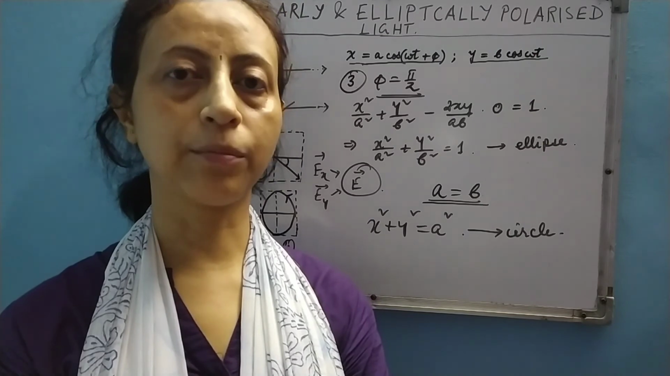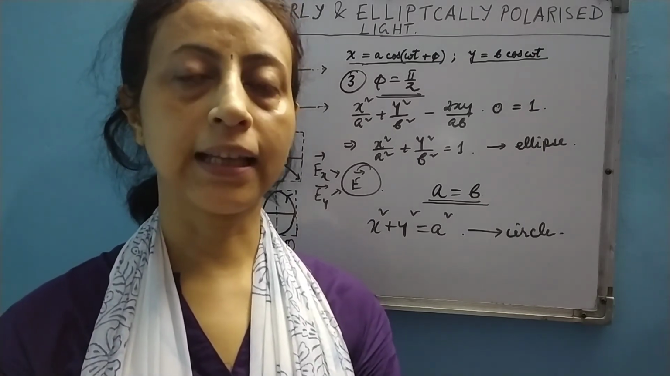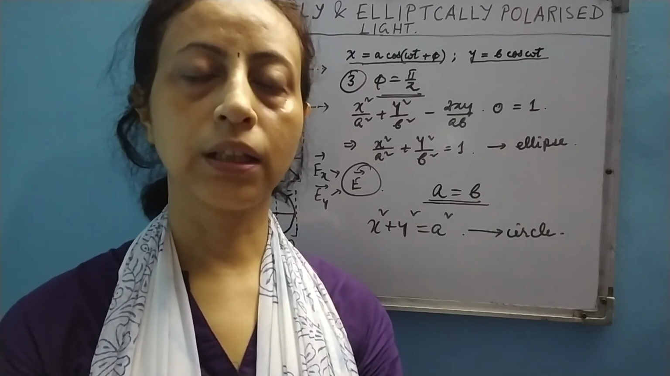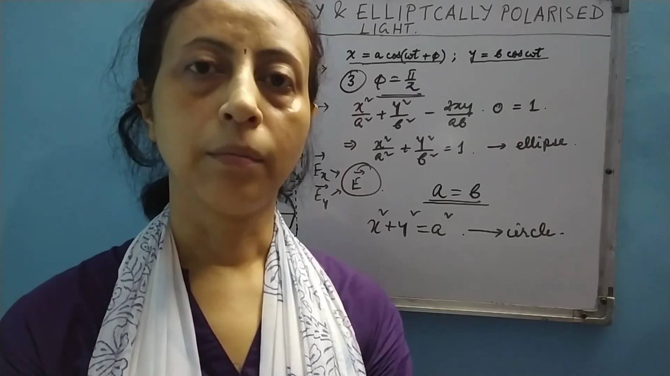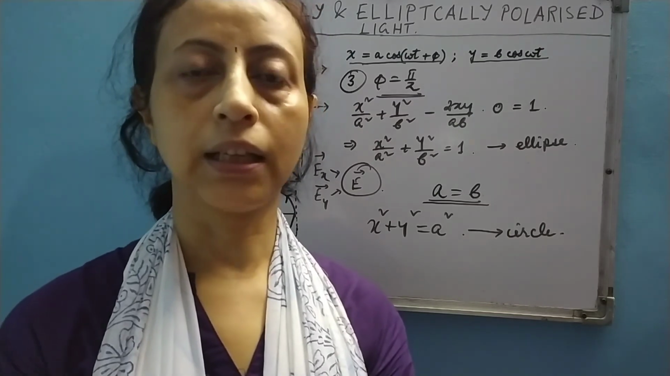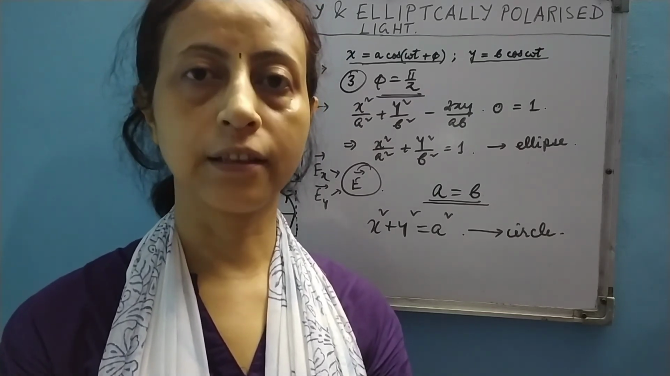So let us now come to the summary of today's class. If we have two plane polarized light superposing with each other at right angles, then the resultant light vector may be plane polarized, circularly polarized, or elliptically polarized, depending on their initial phase difference.